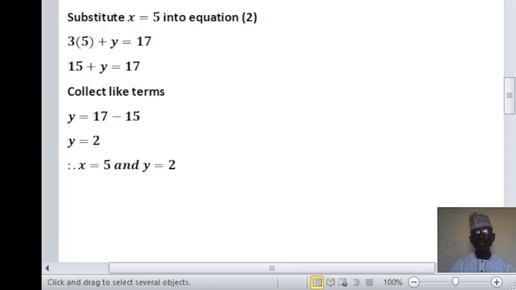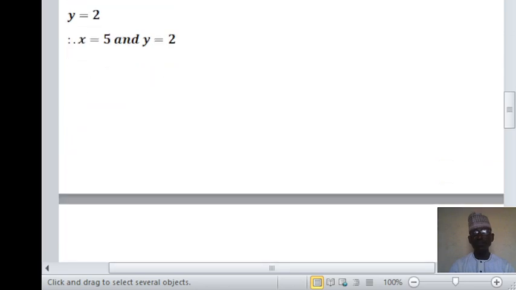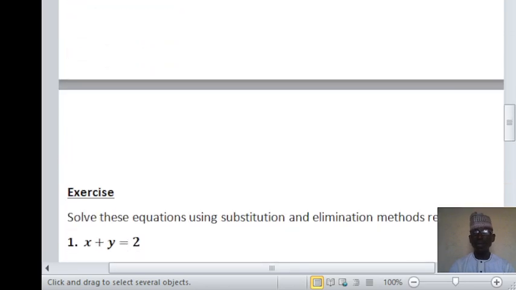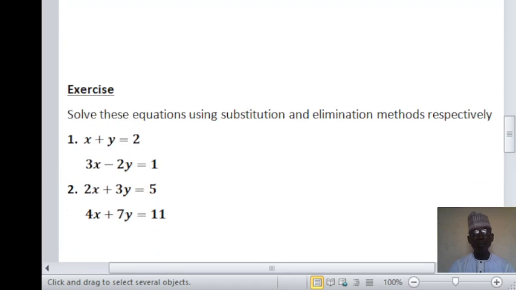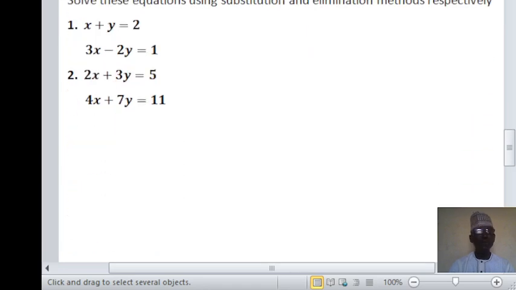So, for better understanding, you can watch the lessons again for more clarity. I have a few exercises here. The goal is to solve these equations using substitution and elimination methods respectively. Number 1, x plus y equals 2 and 3x minus y equals 1. Number 2, we have 2x plus 3y equals x and 4x plus 7y equals 11. They are both simple, so you can try that.